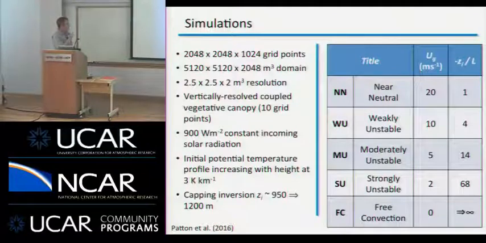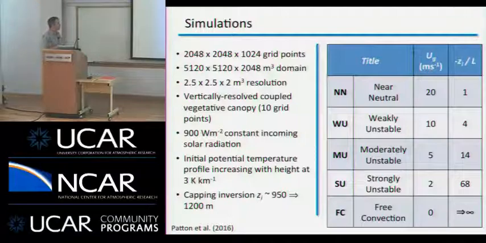The simulations I'll be talking about are run, some of them here on Yellowstone, some of them on DOE machines. They are 2048 squared by 1,024 grid points. We are operating on more than 16,000 CPUs at once. So these are fairly large calculations, but the idea is that we're trying to resolve the boundary layer as a whole, so 5 kilometers in the horizontal domain, 2 in the vertical, at a resolution where we can still see the trees, so 2-meter resolution, allowing us to see the vertical variation in the canopy as well as its horizontal variation if we wanted, but here it's horizontally homogeneous.